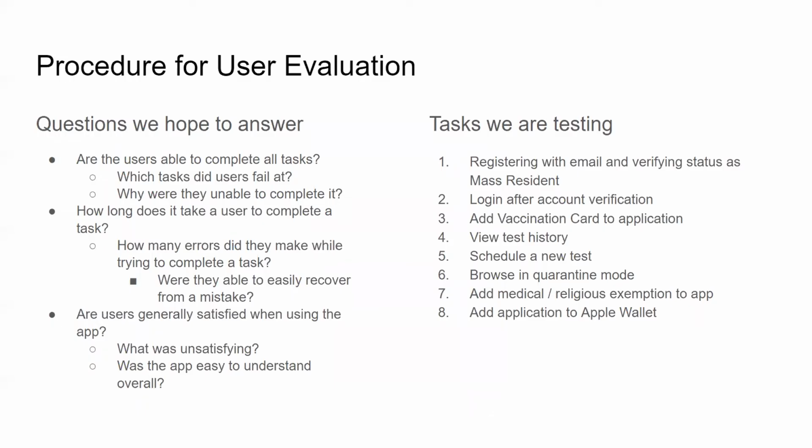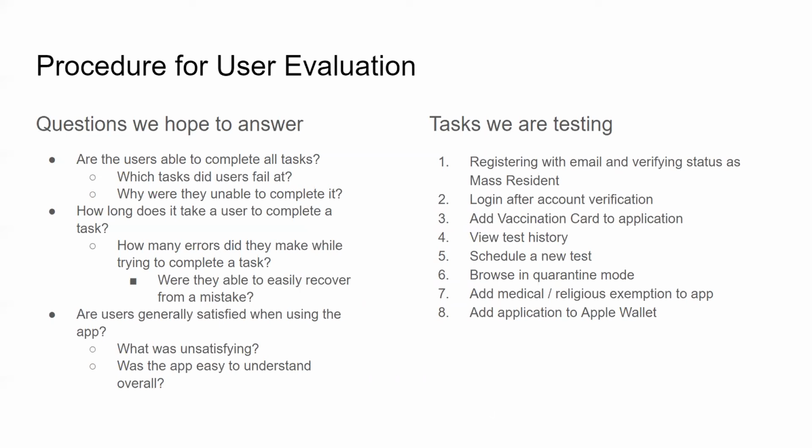Now we're going to go into our procedure for user evaluation. Before preparing for user evaluation, we needed to come up with the questions we were trying to answer, as well as which tasks we were going to test. The questions we were trying to answer are: are the users able to complete all tasks? If not, which tasks did the users fail at? Why were they unable to complete those tasks?